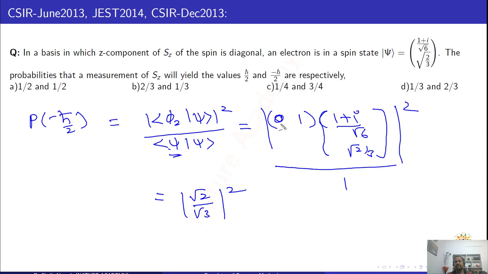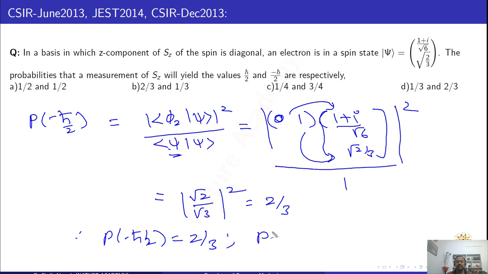Since when you do the matrix multiplication, 0 into this term becomes 0, plus this into this term. So as a result, you get root 2 by under root 2 by 3 whole square. Simply I can write 2 by 3. So the probability of obtaining the eigenvalue minus h bar by 2 is 2 by 3, and the probability of obtaining the eigenvalue plus h bar by 2 is 1 by 3. So which one is the correct answer? Option D is the correct answer.